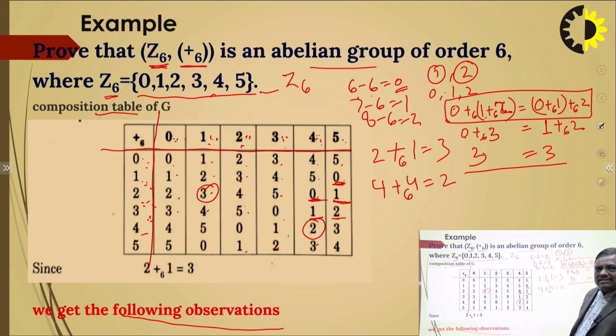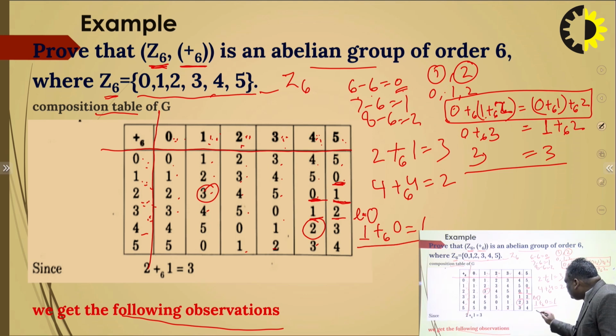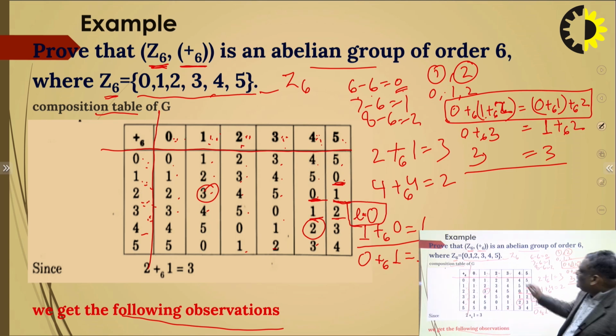That means we can say that our second property, associative law, also holds. And the third, existence of identity. So we choose an identity element here. We can say that in addition, 0 is the identity element, because 1 plus 0 is equal to 1. And the same, 0 plus 1 under modulo 6 is equal to 1. So we can say that the identity element 0 exists in our group. So existence of identity element, that means the third property also holds.